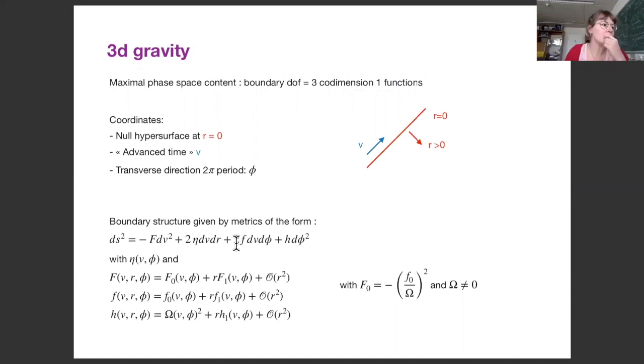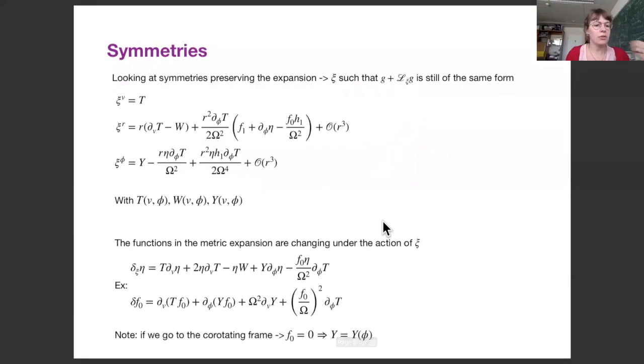And as I want to have a null hypersurface at r equal to 0, I have to impose a condition on F0, the big F0, and it's related to the little f0 and omega. Also, I want that omega to be non-zero in order to not have a degenerate metric. So that's the coordinates. And now, as I was telling you, we look at the symmetries that will organize the phase space. And so we will look at symmetries that will preserve that boundary structure.